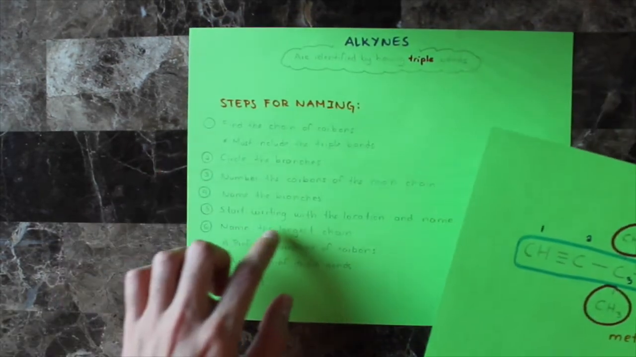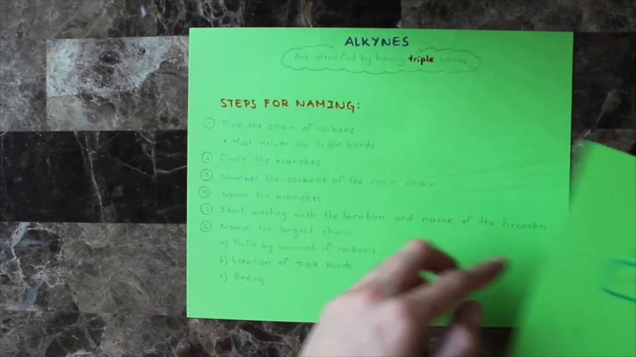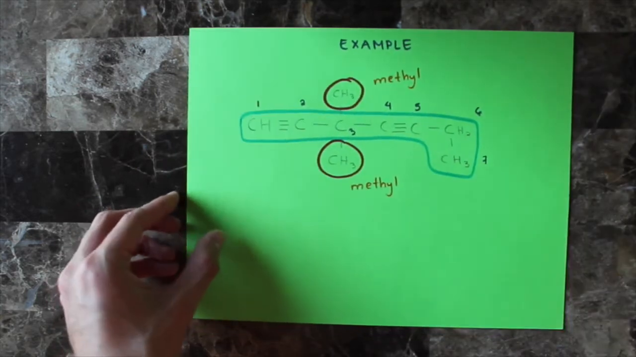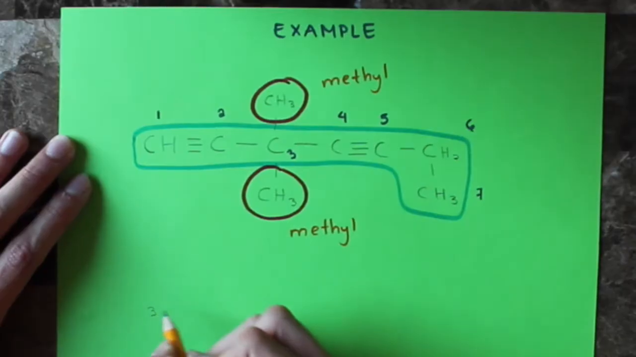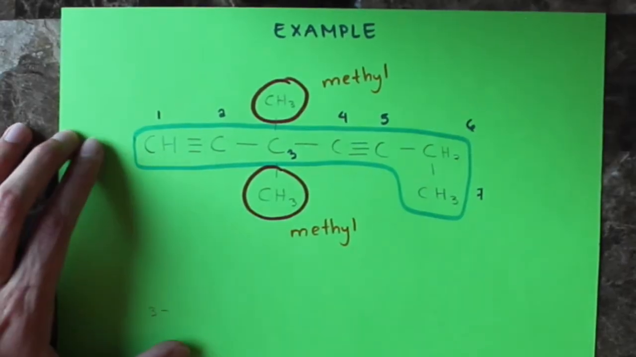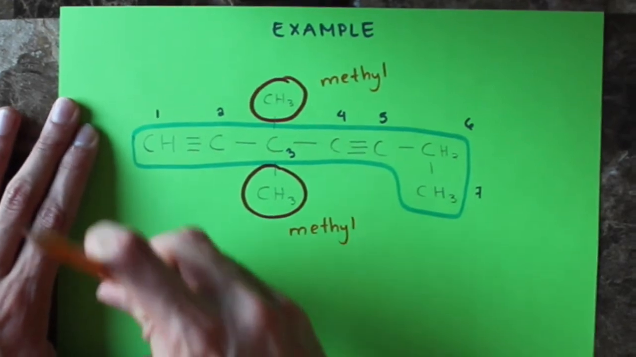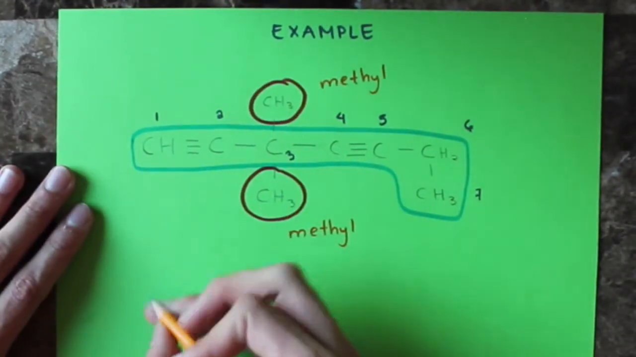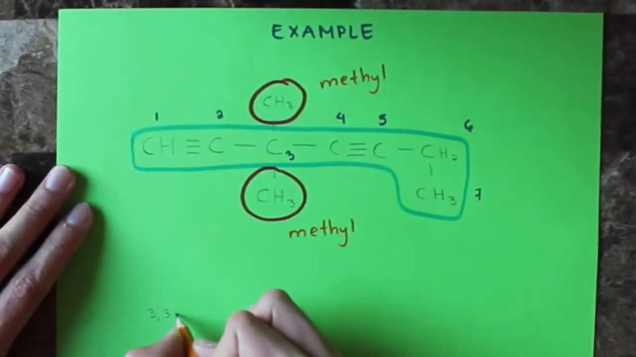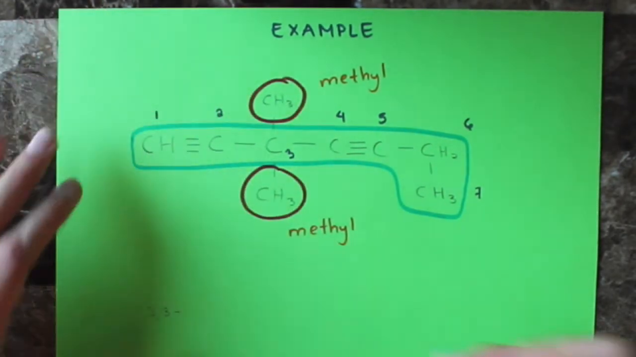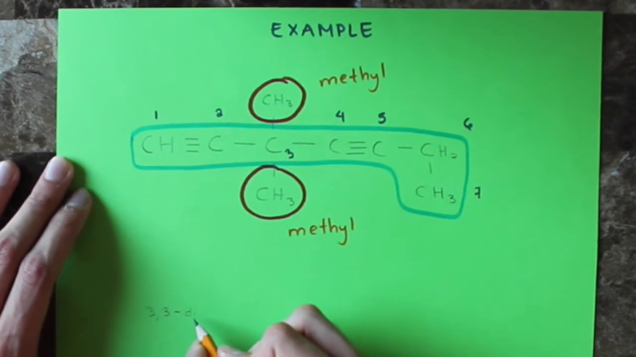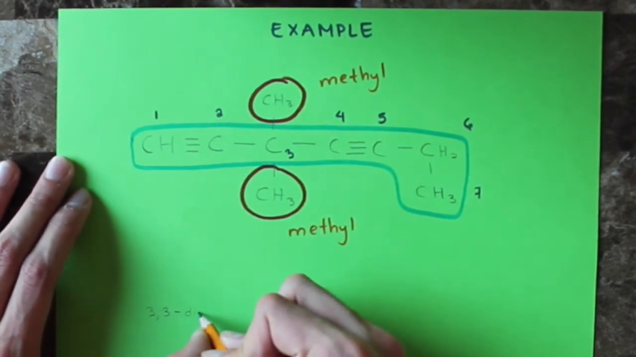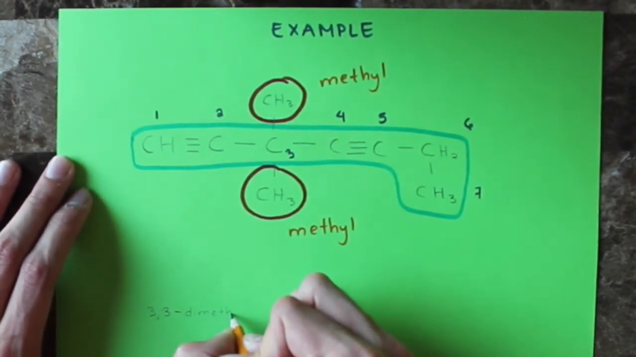Now start writing with the location and name of the branches. We will start with the location of our branches. There is one in the 3rd carbon, but whoops. We have to specify the location of both of them, and then we have to specify that they are 2. So we use the prefix di, then methyl.